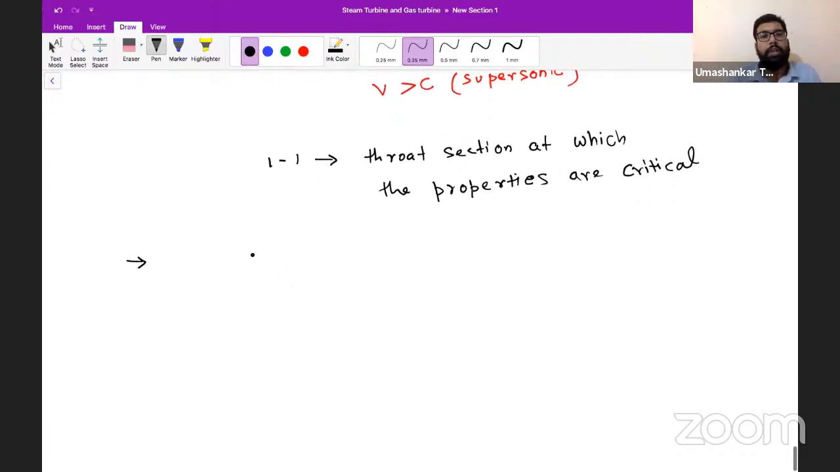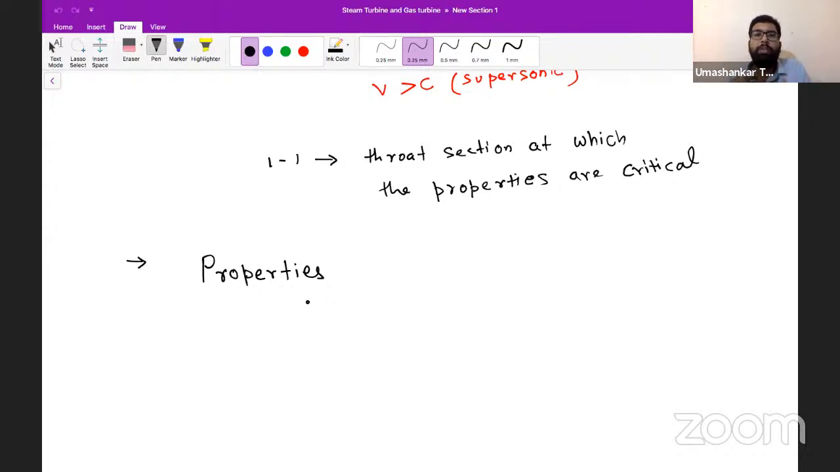Now, our intention is to find this critical condition. Our intention is to find the properties. Properties means what? Like pressure, temperature, velocity, pressure ratio and all. So I will find just one pressure ratio. From that, you can take isentropic relation. You can apply isentropic relation and get anything else.